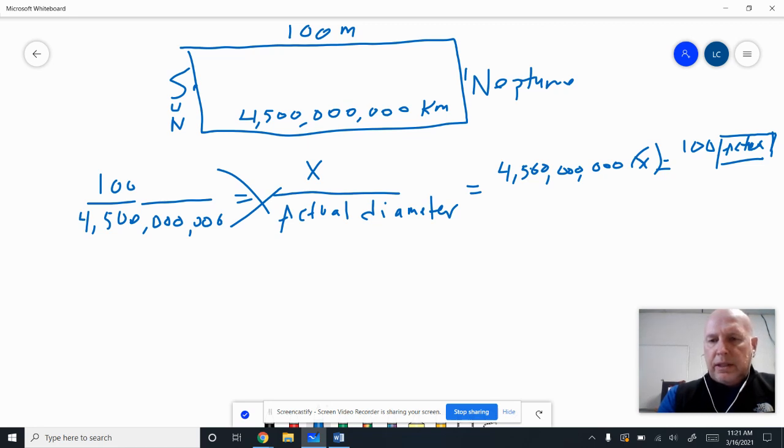When we do that, we have x over here. So we need to get this 4,500,000,000 by itself. And because they're multiplying by each other, 4,500,000,000 times x, if I divide by 4,500,000,000, then I can cancel those out because that's actually 1. I'm multiplying it by 1. Anything over itself is 1. But what I do to one side, I must do to the other side. So I'm going to divide by the other side.